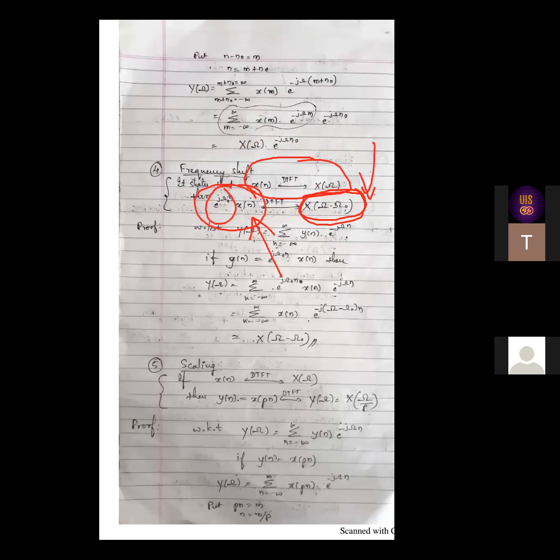Both are similar. If you just observe your time shift and frequency shift, both are similar. In both the cases, the signals are getting multiplied by an exponential term. The difference is, in the earlier case the exponential term was negative, here in the frequency shift the exponential term is positive. That is the change. So let us move to the proof for this.